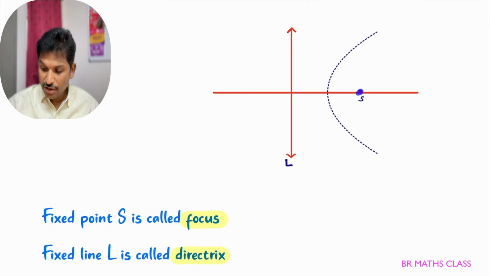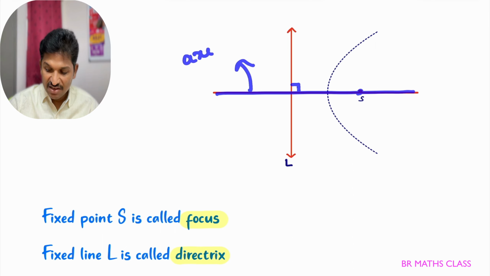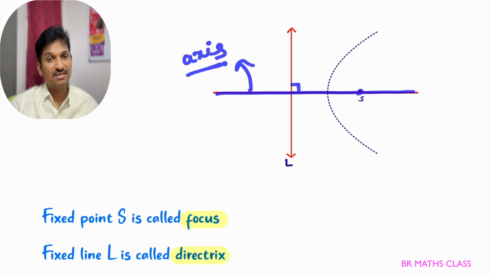You see here, I have drawn a line which is passing through the focus and perpendicular to the directrix. This line is called the axis of the parabola. This is the next important thing. You need to know what is the focus, what is the directrix, what is the axis. What is the axis of the parabola? The axis is a line passing through the focus and perpendicular to the directrix.